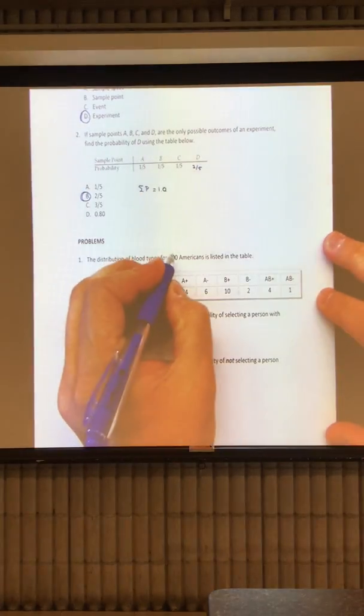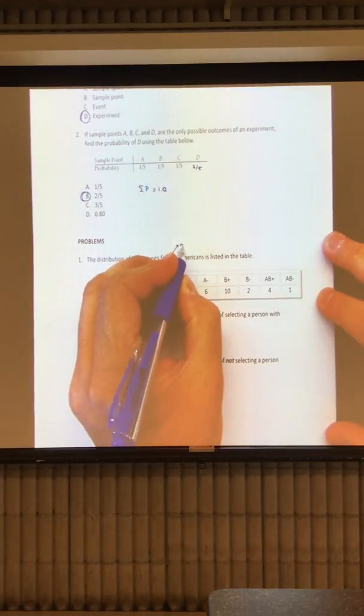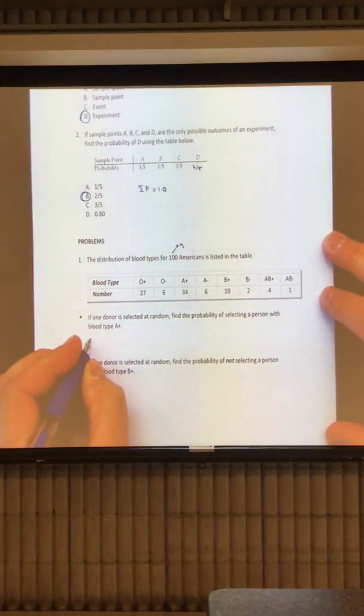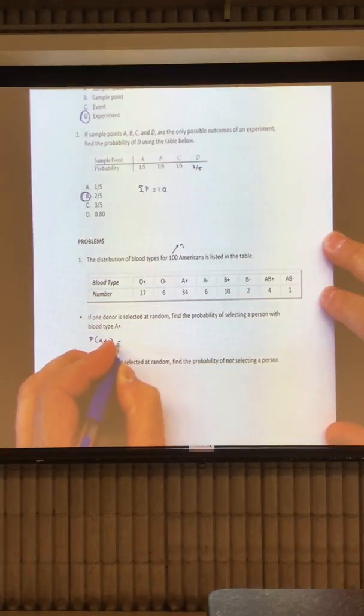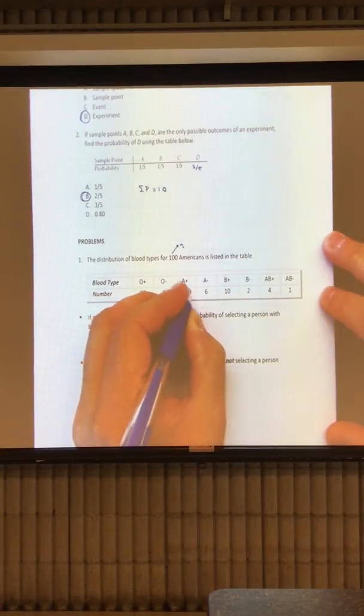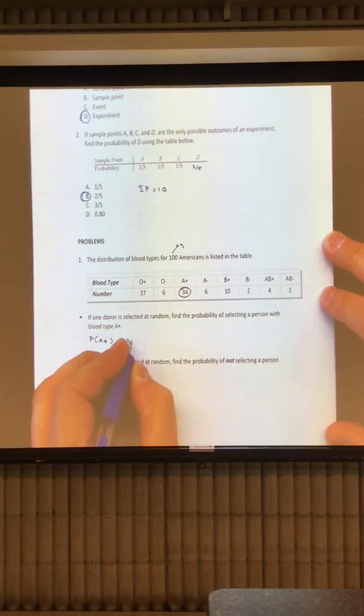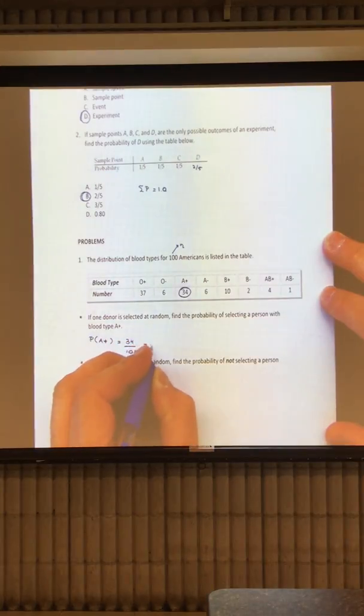The sample size is 100. So this is your N. What is the probability to have blood type A plus? So the answer is going to be 34 over 100, or 0.34.